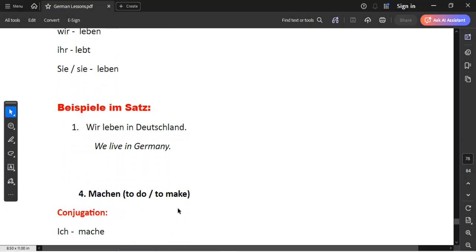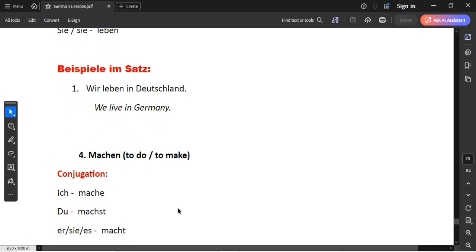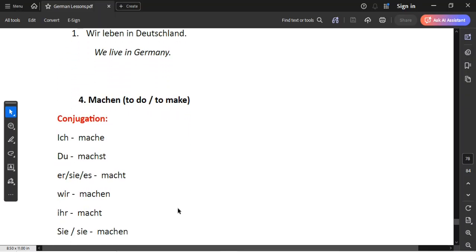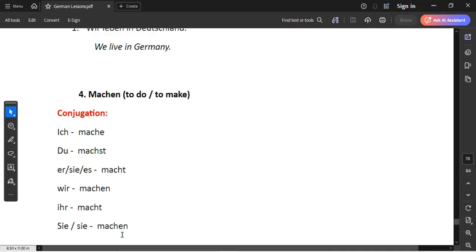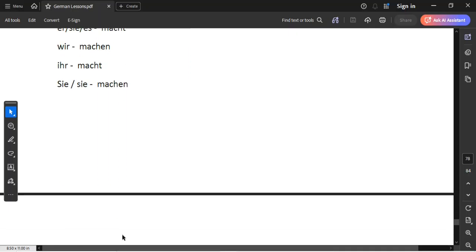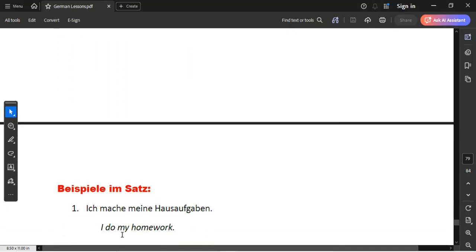So Beispiel Nummer 4, we have machen. That means to do or to make. When we conjugate, we have ich mache, du machst, er macht, wir machen, ihr macht, sie machen. So Beispiel im Satz, we have: Ich mache meine Hausaufgaben.